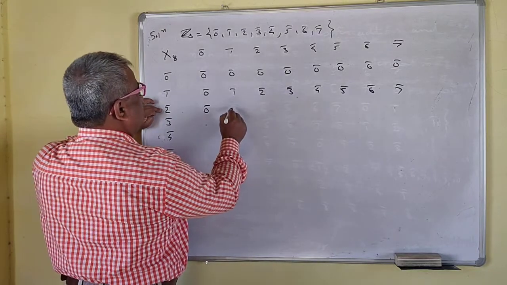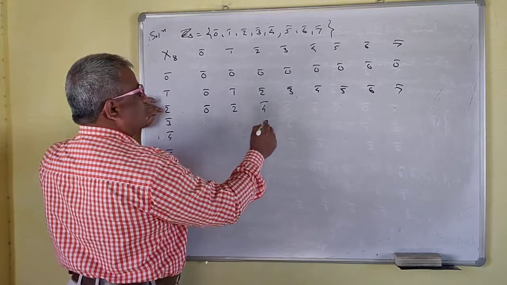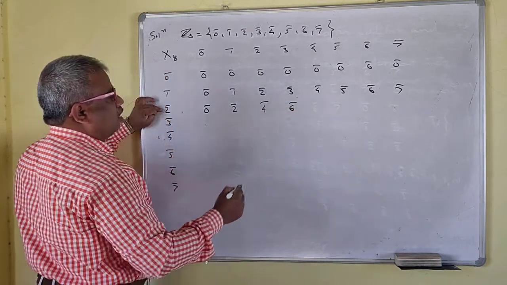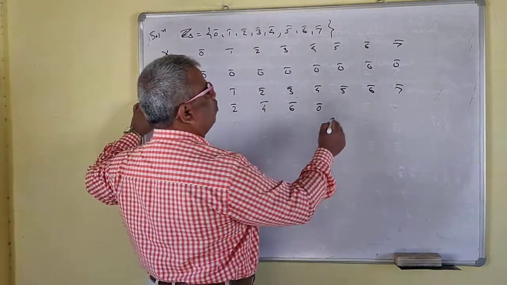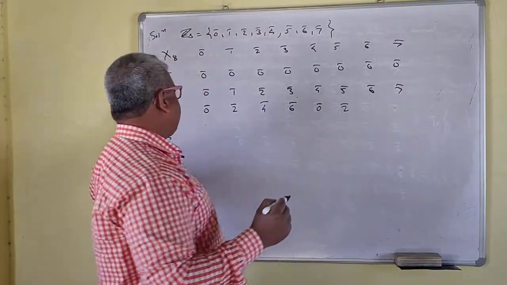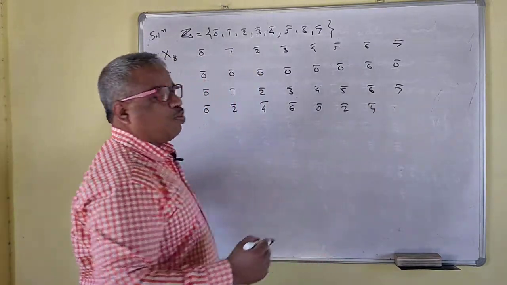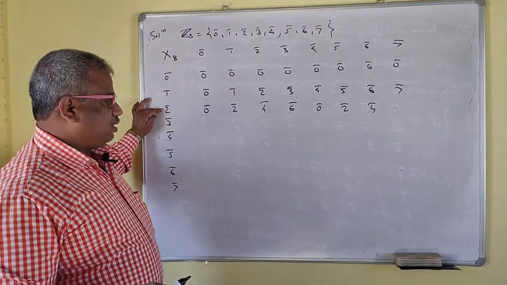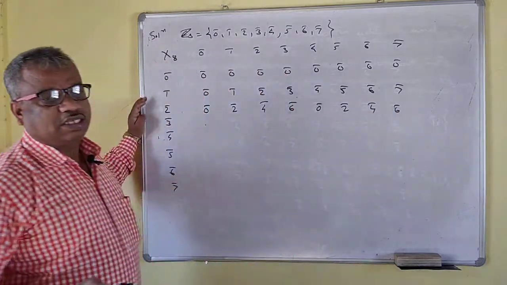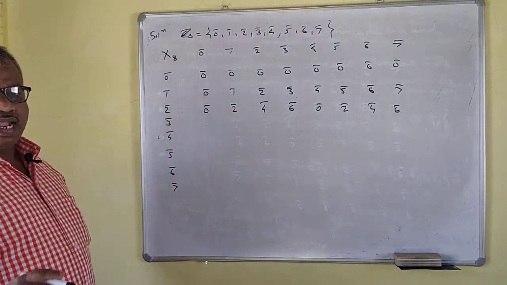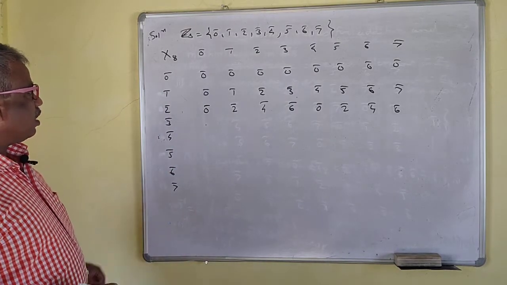So 2 bar into 1 bar is 2 bar. 2 bar into 2 bar is 4 bar. 2 bar into 3 bar is 6 bar. Now this is 8 bar, means 0 bar. This is 10 bar, means 2 bar. 12 bar means 4 bar. Then what? 14 bar. 14 bar is 6 bar. If you divide 14 by 8, then the remainder is 6. So 14 bar is same as 6 bar.